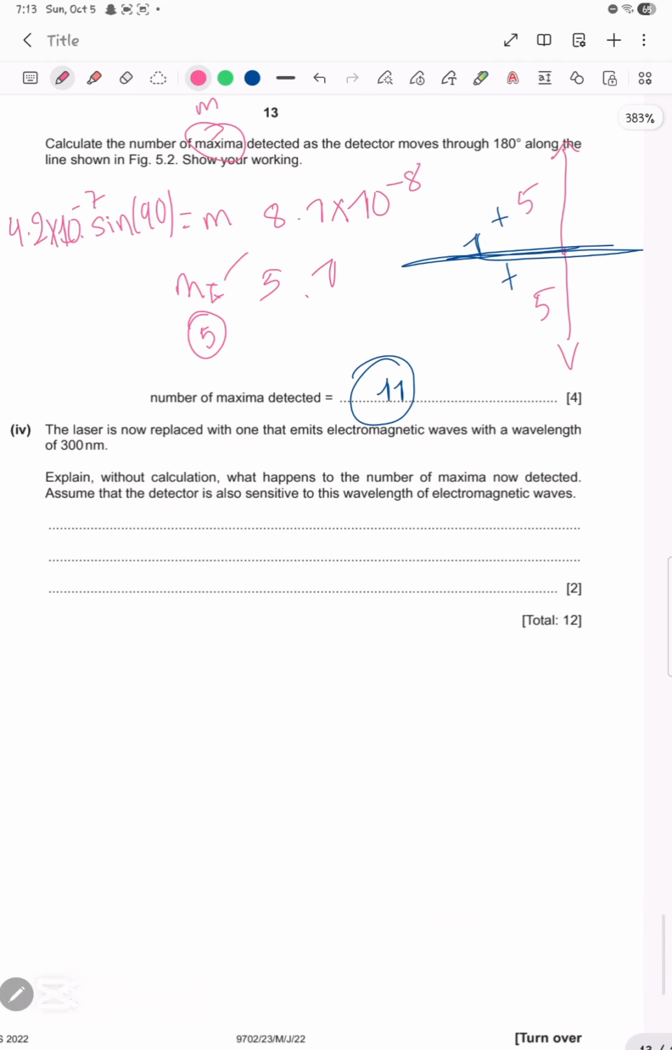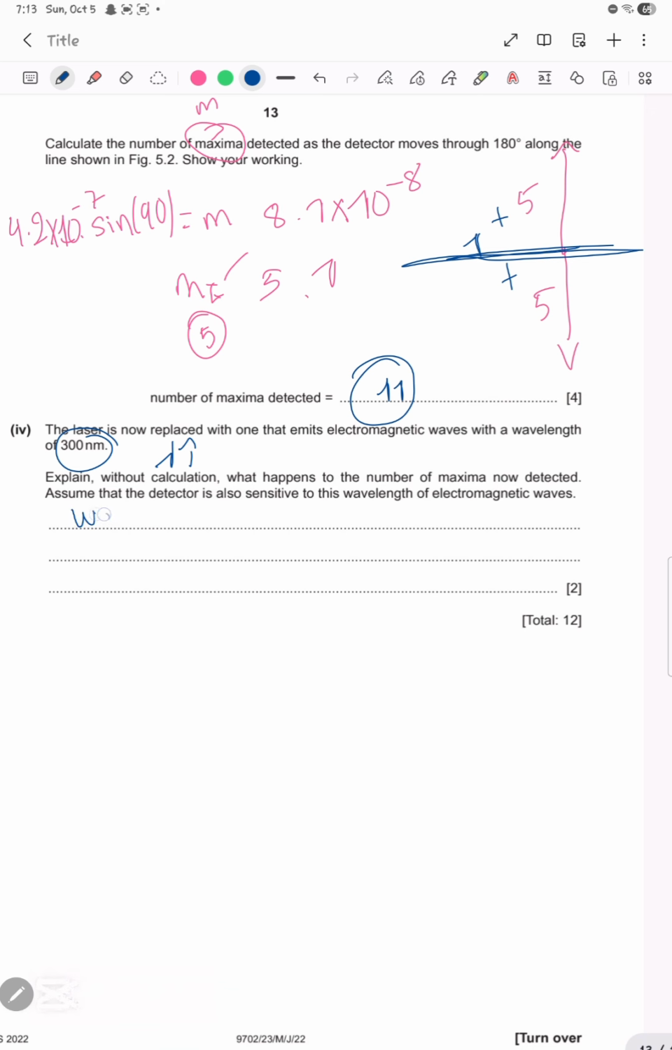Now, part 4. The laser is now replaced with one that emits electromagnetic waves with a wavelength of 300 nanometers. So what did we do to the wavelength? We increased the wavelength. They said, explain without calculation what happens to the number of maxima now detected. Assume that the detector is also sensitive to the wavelength.